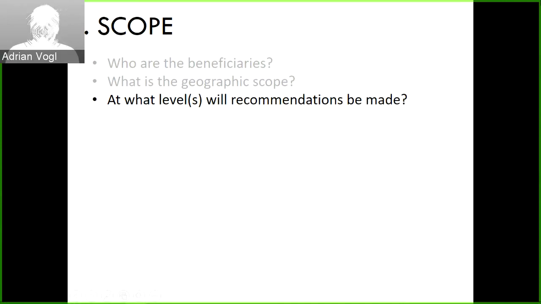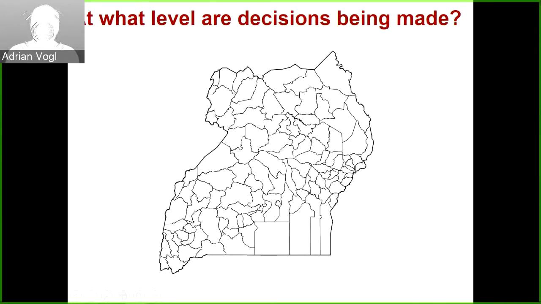And also to think about, at what level will recommendations be made? Are we talking about doing recommendations for FLR at a district level, at a watershed level, at a pixel scale or a farm scale? And that's going to have implications for how you do your study design and also how you aggregate your results.